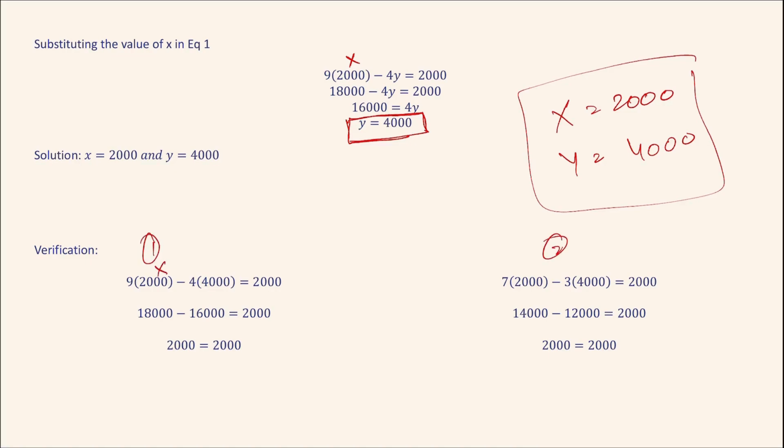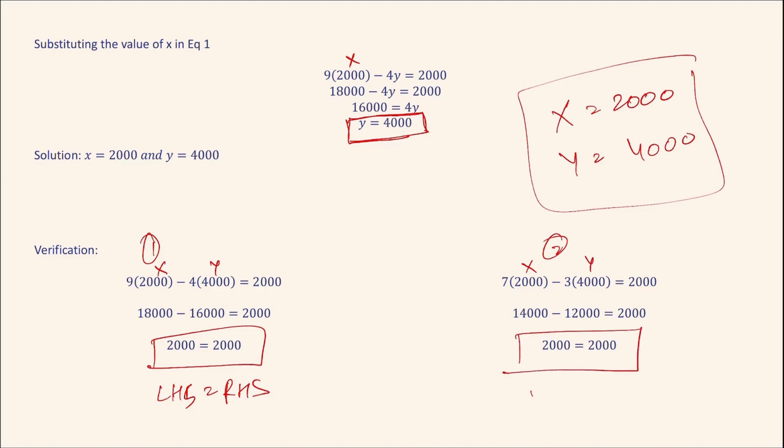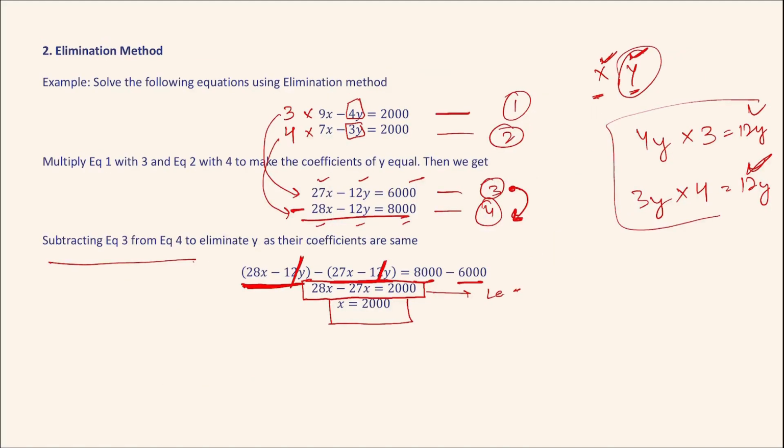We substitute x is equal to 2000 and y is equal to 4000 here, and we get 2000 is equal to 2000, which means it satisfies LHS equal to RHS. And in this, when we put x is equal to 2000 and y is equal to 4000, we also get 2000. That means LHS is equal to RHS. Hence, x is equal to 2000 and y is equal to 4000 are our solution for these two linear equations in two variables. So this was the elimination method.